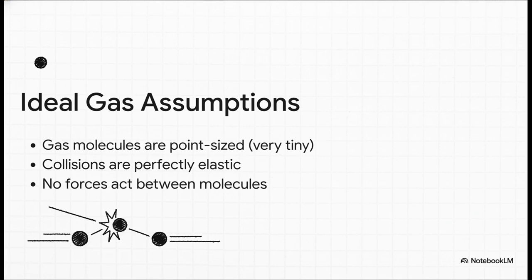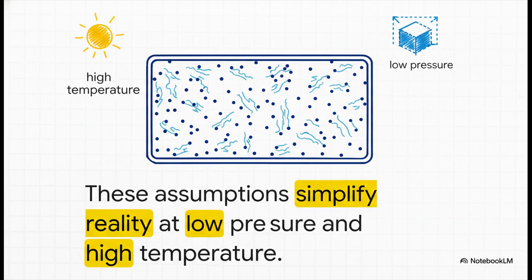First, they pretend the molecules are just tiny points with zero size. They also assume that the molecules don't attract or repel each other at all. And finally, when they collide, it's a perfect bounce. No energy is lost. Think of it like perfect billiard balls hitting, not two lumps of clay sticking together. And honestly, for most gases under normal conditions, like, yeah, the air in this room, these assumptions work brilliantly. They get us super close to predicting what really happens. But we have to remember they are simplifications. And when you push things to the extreme, reality starts to push back.